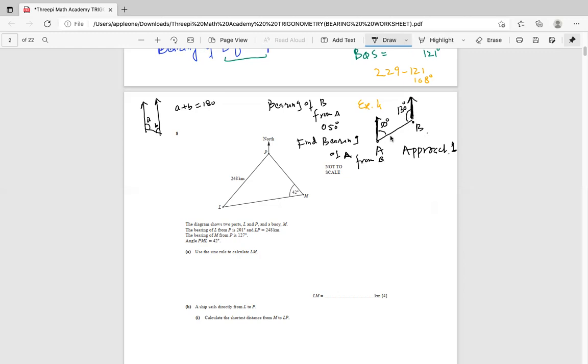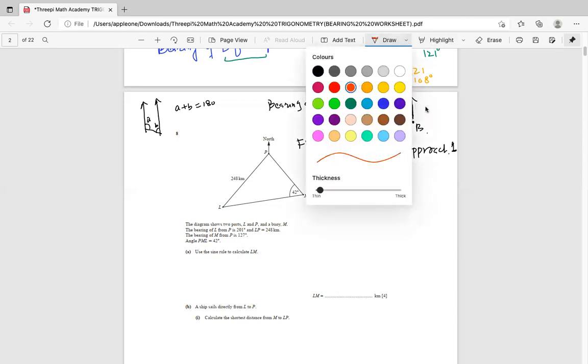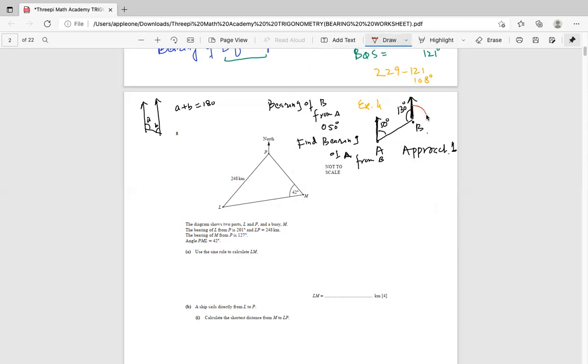Now the bearing of A from B. So the bearing will be clockwise, from the north line and in 3 digits. So this whole thing is 360 degrees. This whole thing is what?